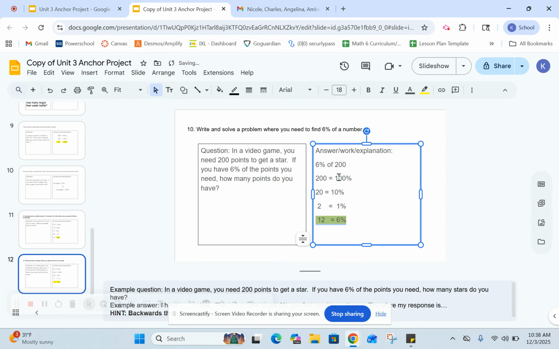Again, work your way down. 20 is 10%, 2 is 1%. And then that means you can use 1% to get to 6% by multiplying by 6. So that would be 12 points.